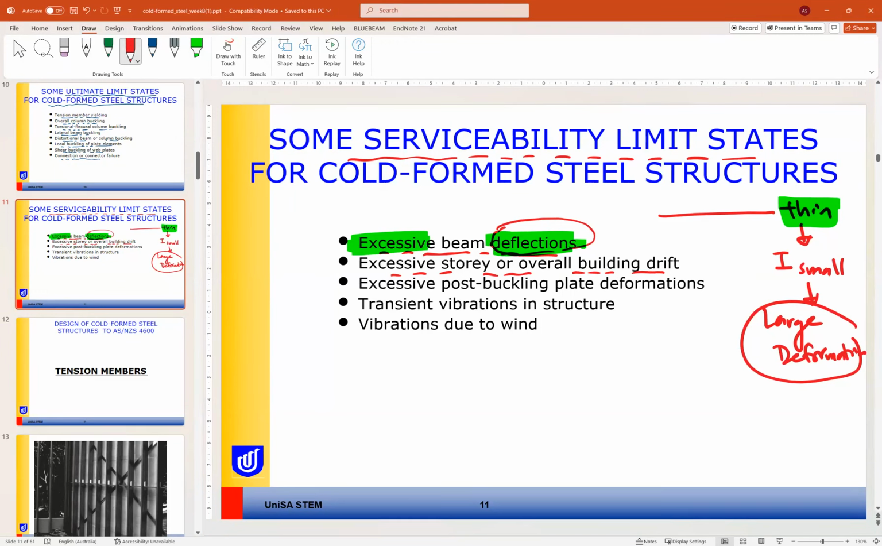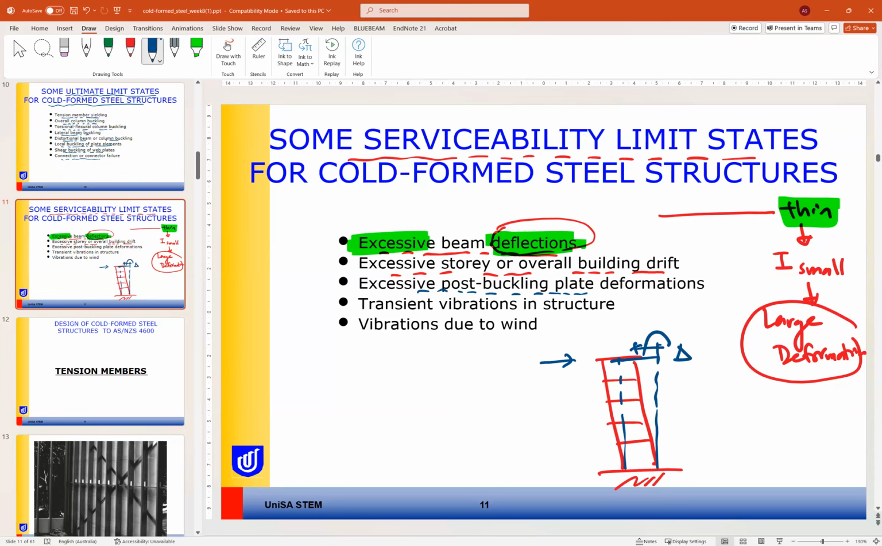Excessive story or overall building drift. If you have a building or story and all the columns are thin cold formed steel, we expect that due to lateral load, the building or story drift will also be high. Excessive post-buckling plate deformation, similar to the beam deflection. Transient vibration in the structure, or vibration due to wind.